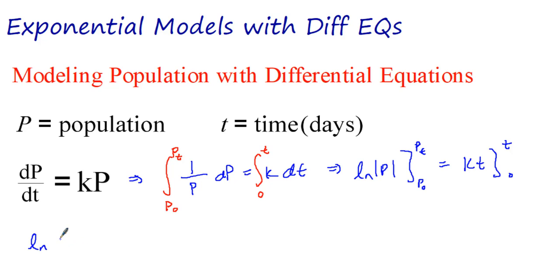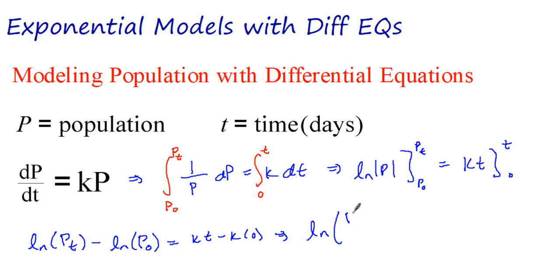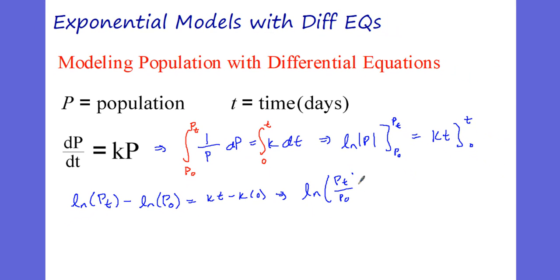Let's put in these values. We have natural log of P at time t minus natural log of P at the initial value, the initial population, and kt minus k times 0. If you remember the properties of natural logs from pre-calculus and Algebra 2, when we subtract two natural logs, it is like dividing. So natural log of P over P naught is equal to kt.